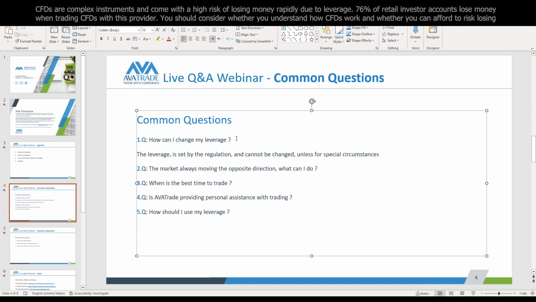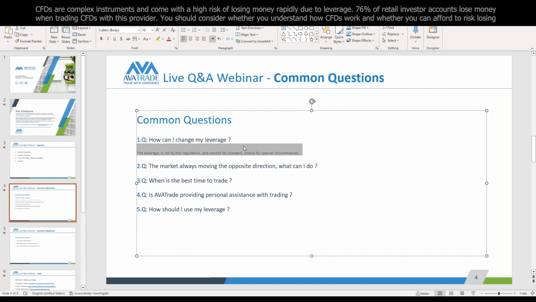So how can I change my leverage? The leverage is set by the regulation, cannot be changed unless for special circumstances. Yes, that more or less concludes the topic here.